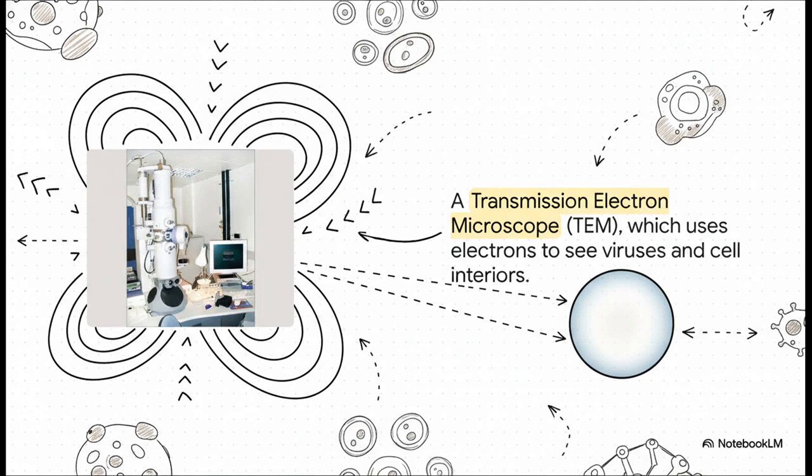And this is the incredible machine that makes it possible, the Transmission Electron Microscope, or TEM. It's this massive piece of equipment that uses powerful electromagnets instead of glass lenses to focus a beam of electrons through an unbelievably thin slice of a specimen.